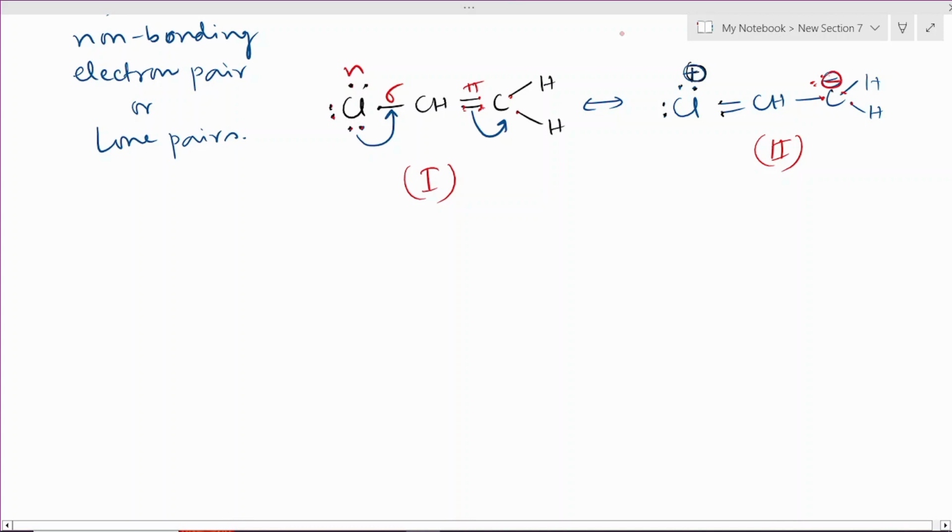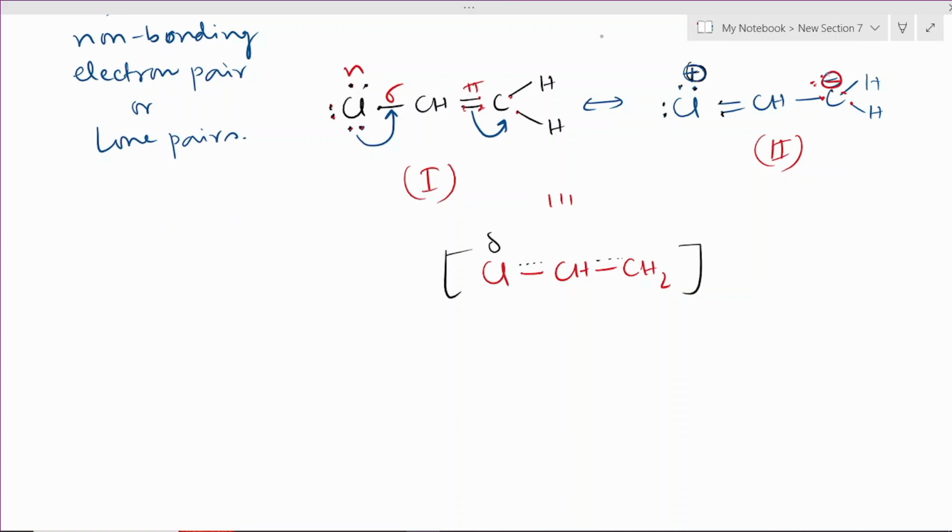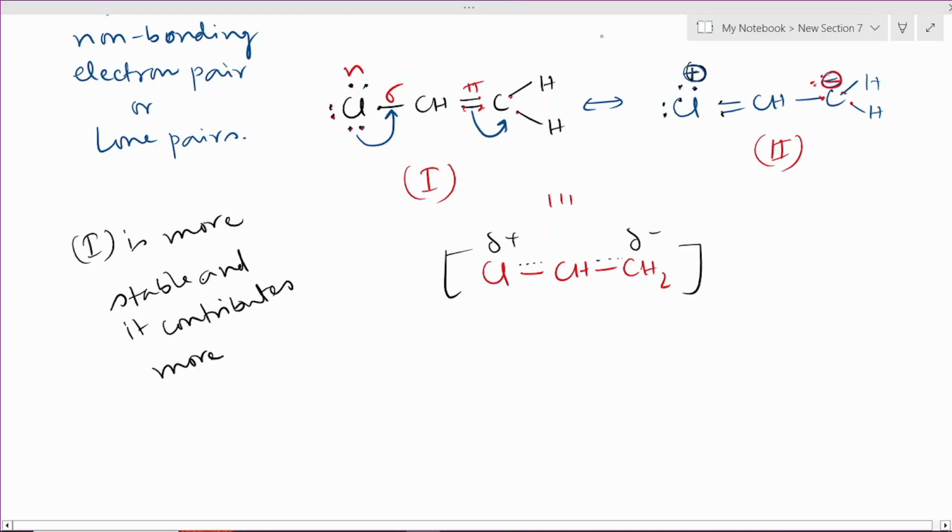Now between 1 and 2, which one is more stable and which contributes more towards the resonance hybrid? If we draw the resonance hybrid, here it is, delta positive and delta negative. Between 1 and 2, 1 is more stable, because in 2 we can see that as chlorine is more electronegative, the positive charge on chlorine is less stable. That's why 1 is more stable and it contributes more towards the resonance hybrid.